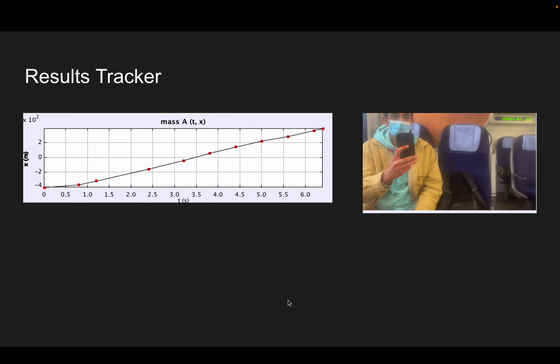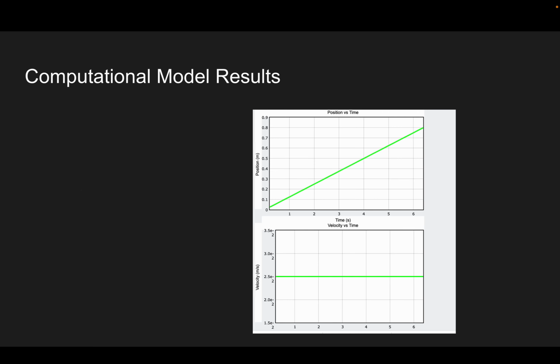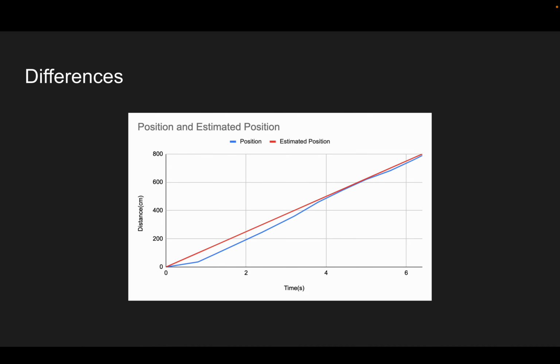And this is the results you can see from the actual tracker. This is the raw data that you get from that. So you can see how my friend is moving the phone across the screen at one time. And this is how the computational model looks. You can see how the position is a slope that is constant, and the velocity is just a flat line. That's because velocity is not increasing in position, and velocity is the derivative of position, so that would make some sense in how that works. Position is just a slope that increases at a constant rate. And then there's position and estimated position. You can see that they're largely pretty similar.